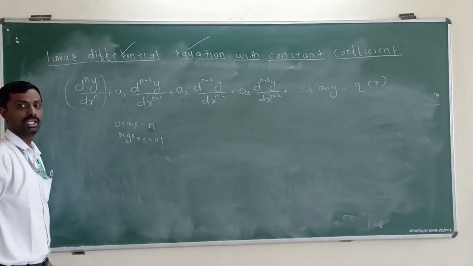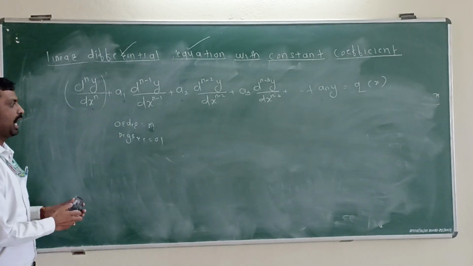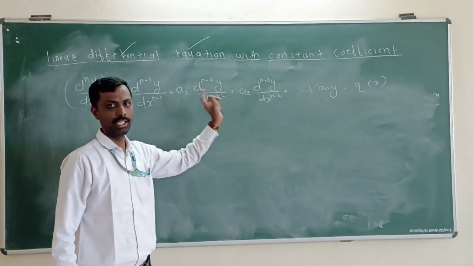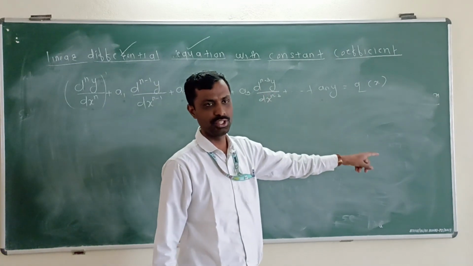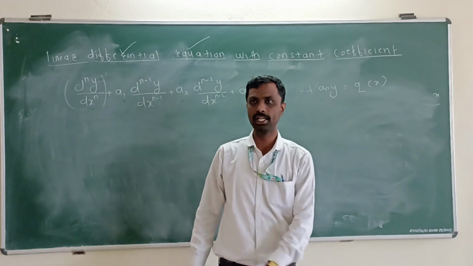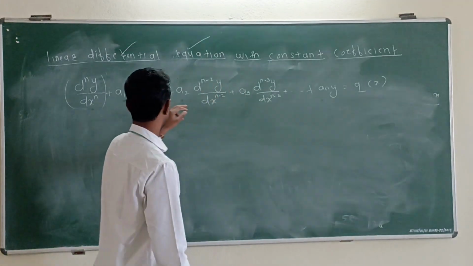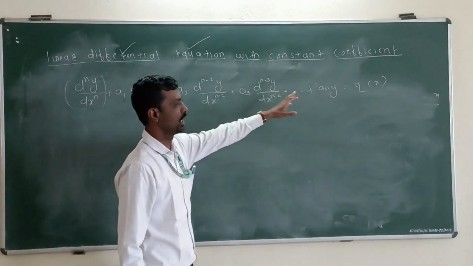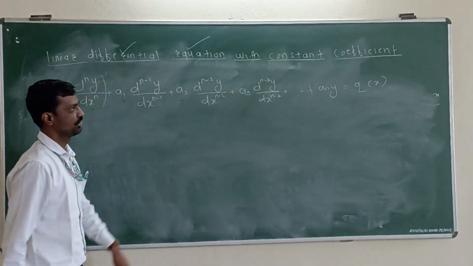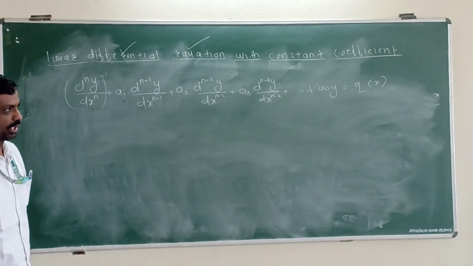See, its power is 1. So its degree is 1 and its order is n. So this is linear. Linear means a differential equation having degree 1 is called a linear differential equation. And a1, a2, a3, an are the coefficients. Hence this is called a linear differential equation with constant coefficients.